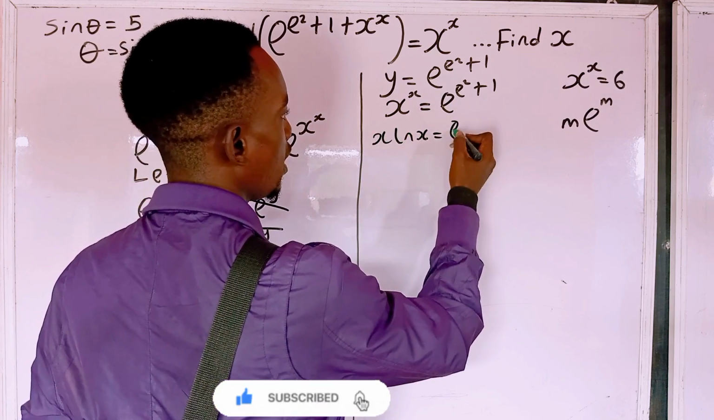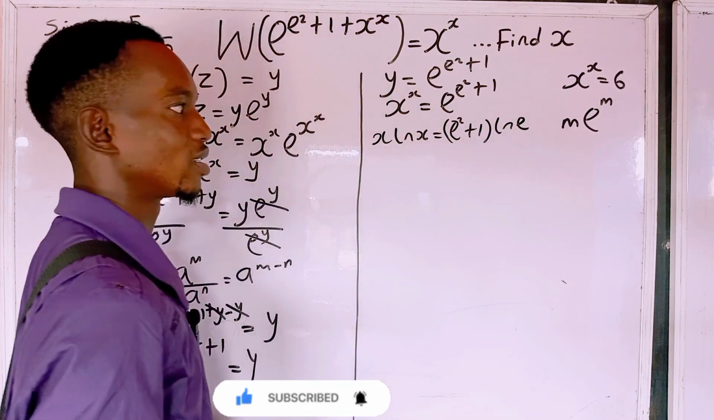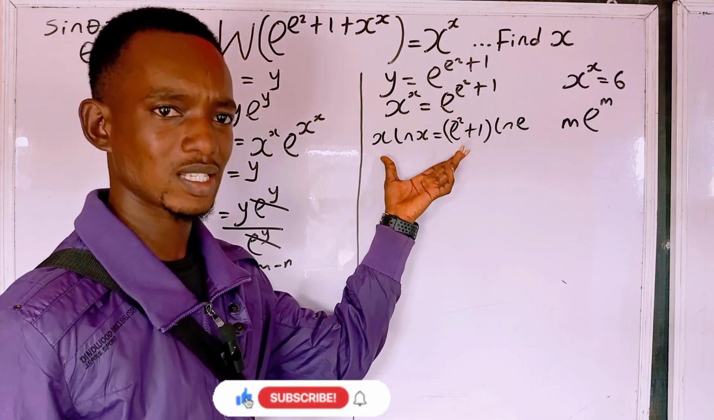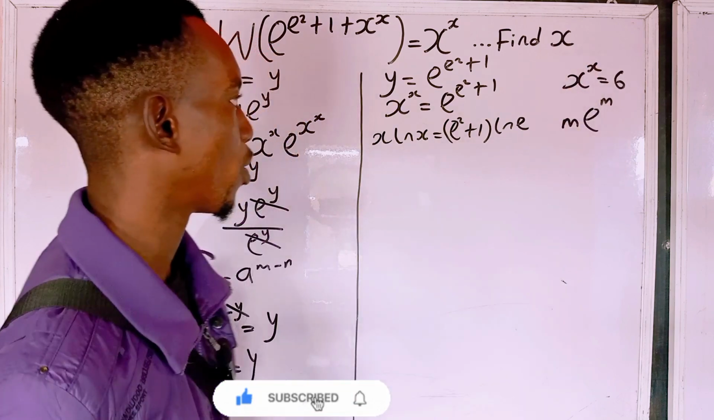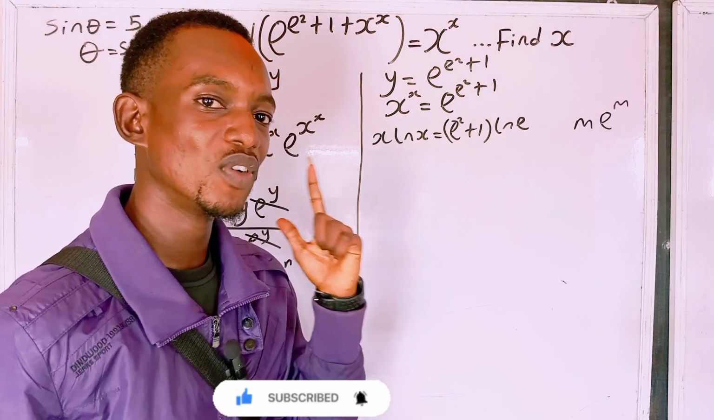that will be equal to (e squared plus 1) ln e. Yes, that's very nice. Now, what do we do next from here? We need x in this form and x as a power. What should we do? We have to use our idea of the law of logarithm.